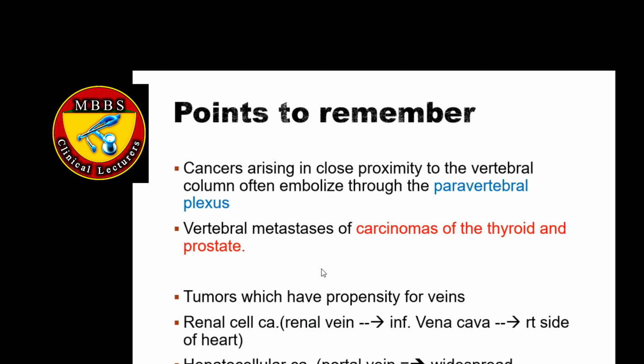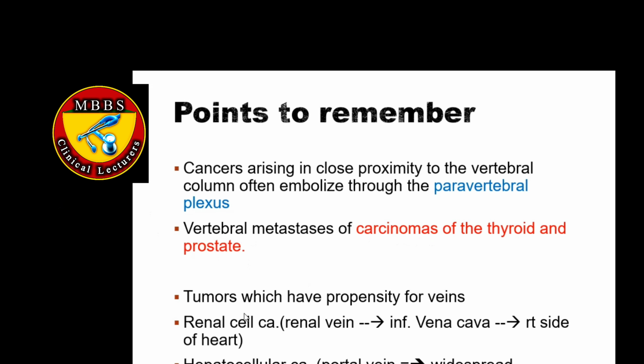Some important points to remember regarding the metastasis of cancerous cells. Cancers arising in close proximity to the vertebral column actually embolize through, they involve the paravertebral plexus. Vertebral metastasis of carcinomas from the thyroid and from the prostate is very common.